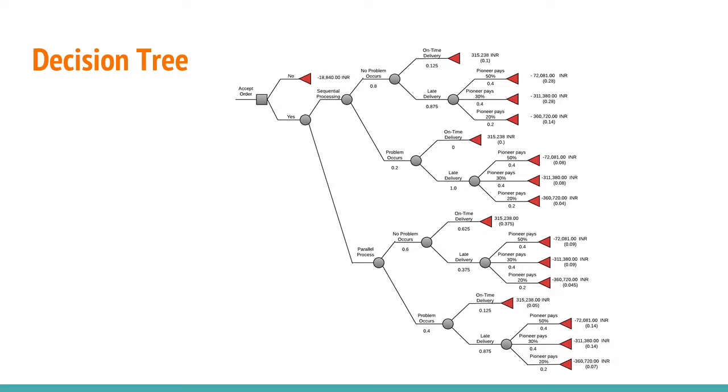Here is a decision tree showing the flow of outcomes based on the different alternatives that Dhawan could make in reaching his decision.